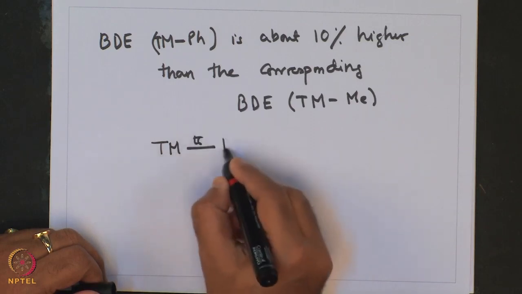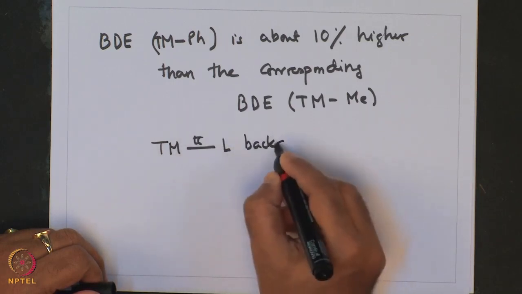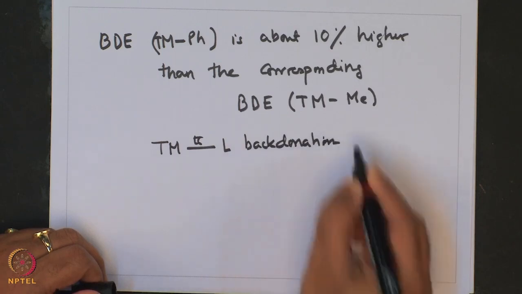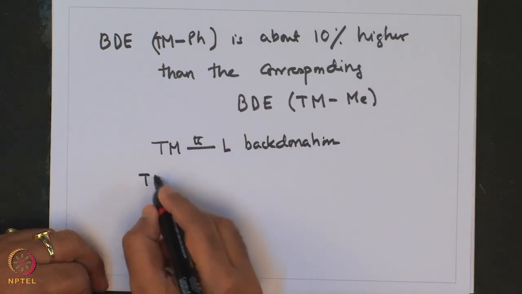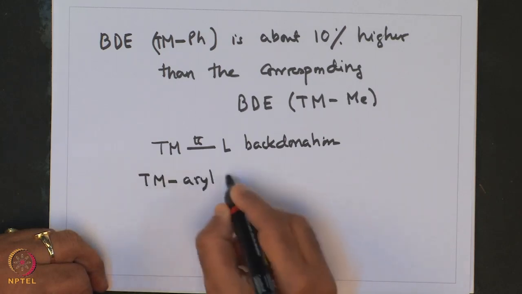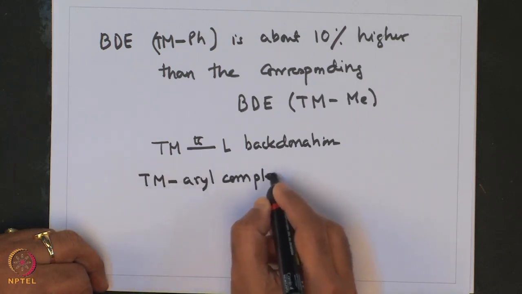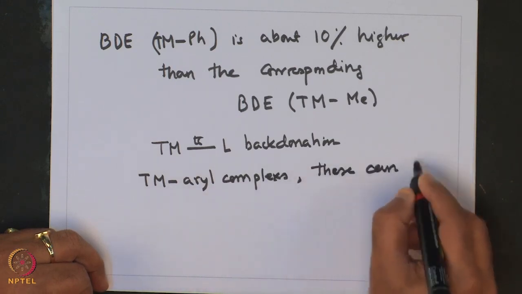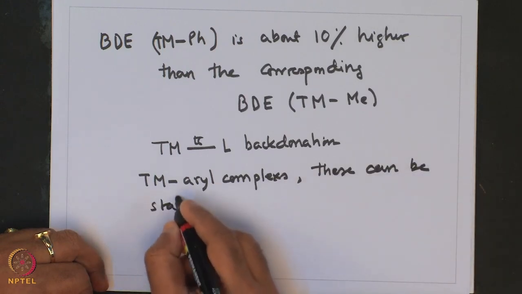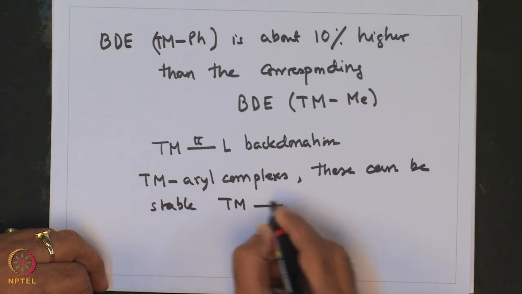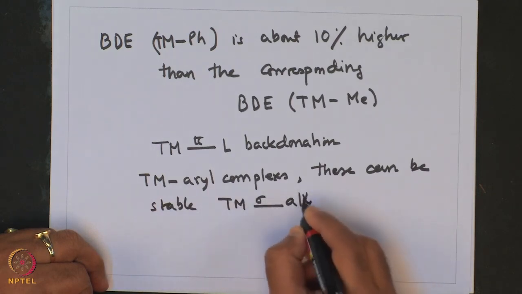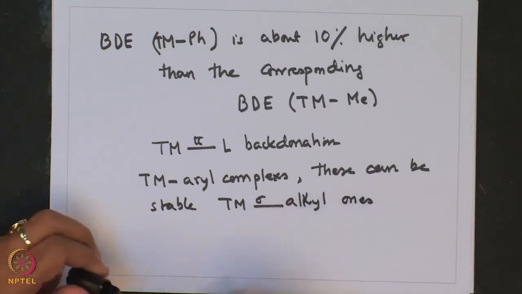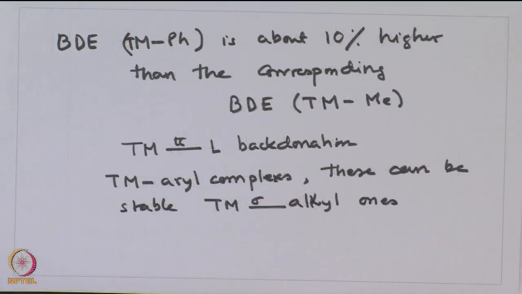So, what we see is that because of the transition metal to ligand back donation that occurs in transition metal aryl complexes, these can be more stable than transition metal sigma alkyl ones. Let me illustrate this with a few more examples in the subsequent slides.